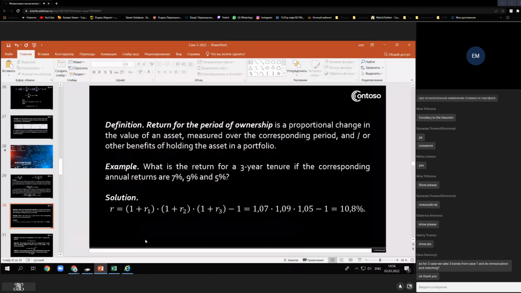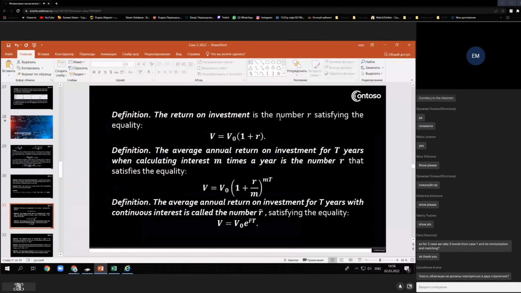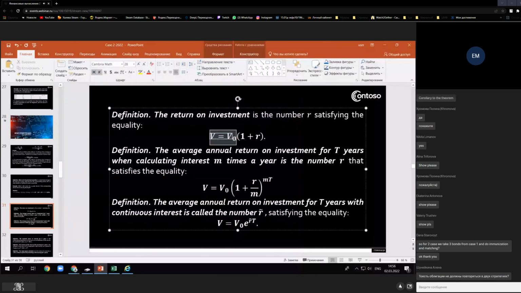Okay, let us suppose that the time horizon of the investment will be equal to T years, and let us suppose that V0 represents our initial sum of the investment. The return of the investment is the number R satisfying the following equality. So after the investment, you get V. At the initial moment of time, you get V0. So this is how to estimate the result of the investment in terms of the return.